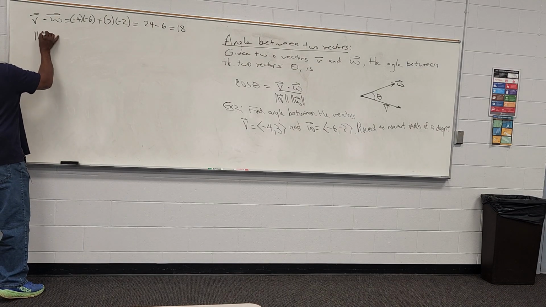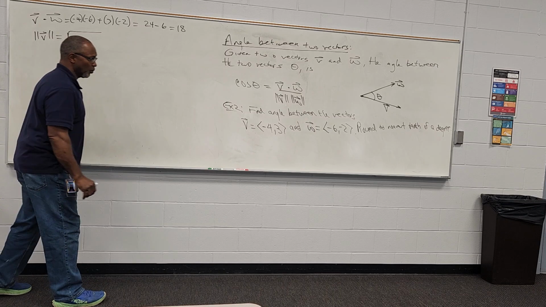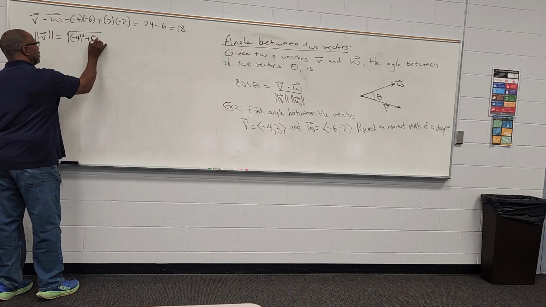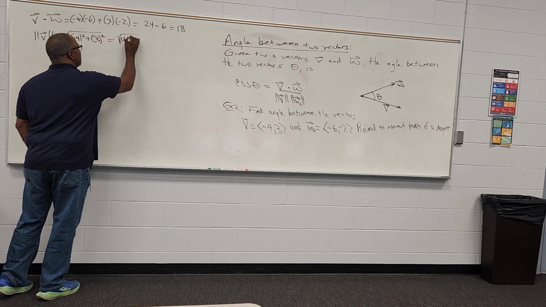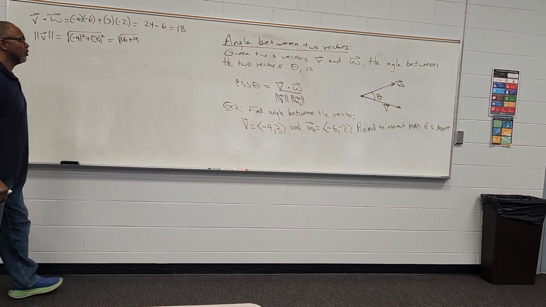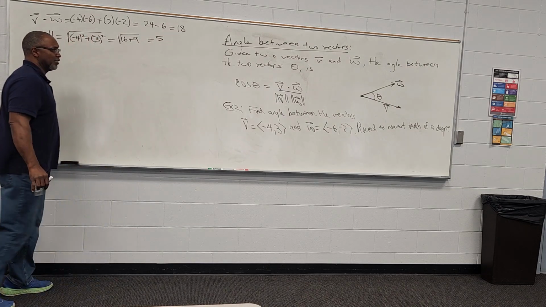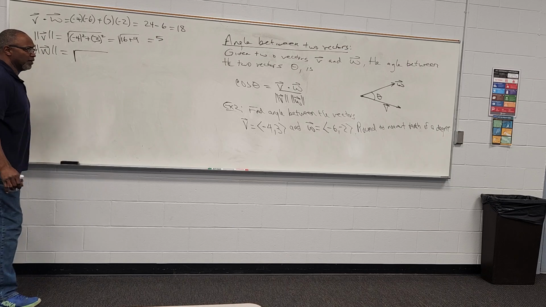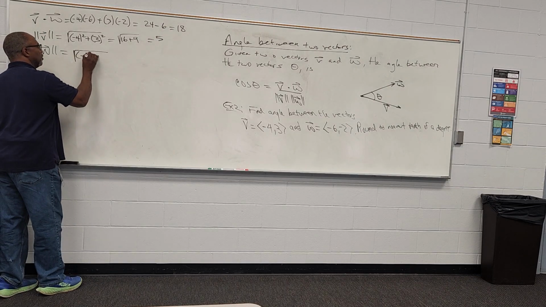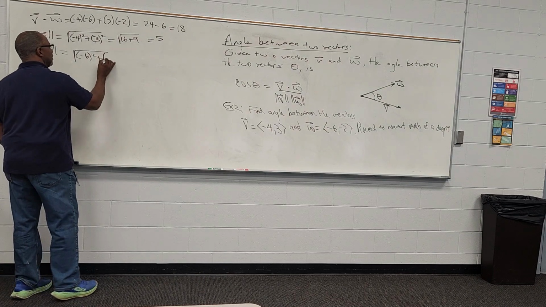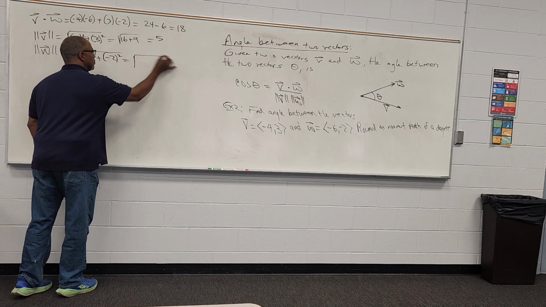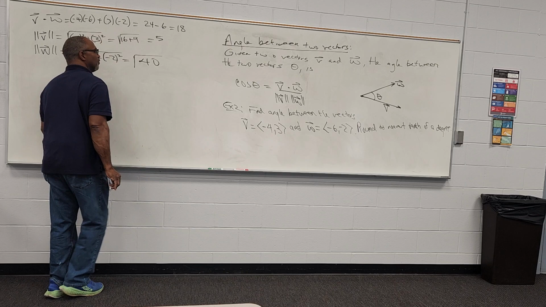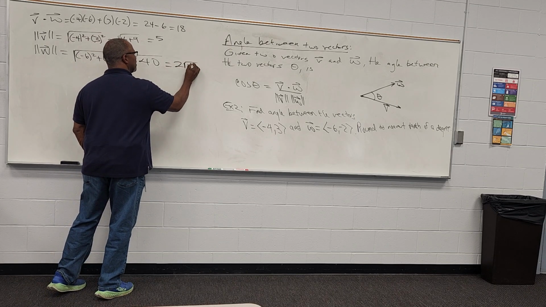Well, I also need to know the length of vector v. That's the square root of the coordinates squared, so the square root of -4 squared plus 3 squared. That's 16 plus 9, the square root of 25, or 5. And I need to know the length of vector w: the square root of -6 squared plus -2 squared. -6 squared is 36, and that's 4. That's the square root of 40. 40 is 4 times 10, so I'll get 2 square root of 10.